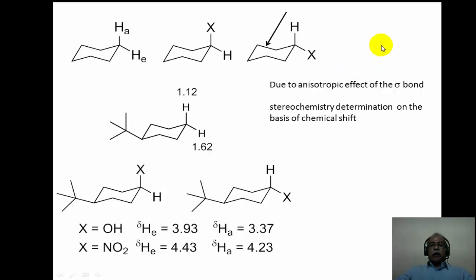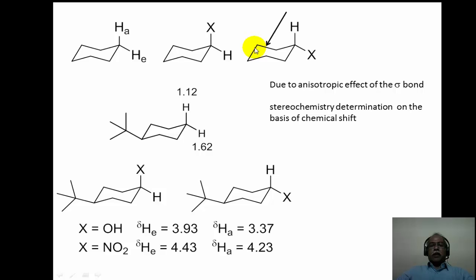Now we will take a look at the use of chemical shift value in the determination of stereochemistry with a few examples. Due to the anisotropic effect of the sigma bond, the axial hydrogen and the equatorial hydrogens appear at different chemical shift values. This is something we have already seen, and we have also explained the phenomenon of the anisotropic effect of this particular carbon-carbon bond on the equatorial hydrogen and the axial hydrogen.